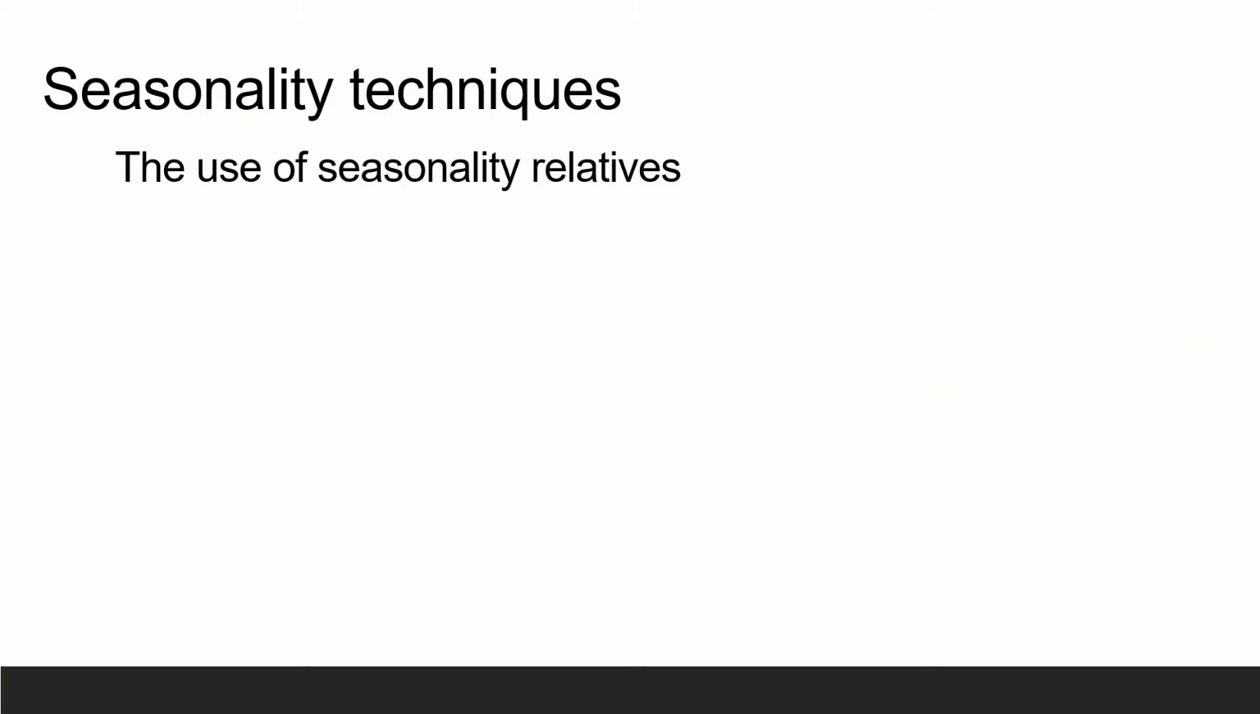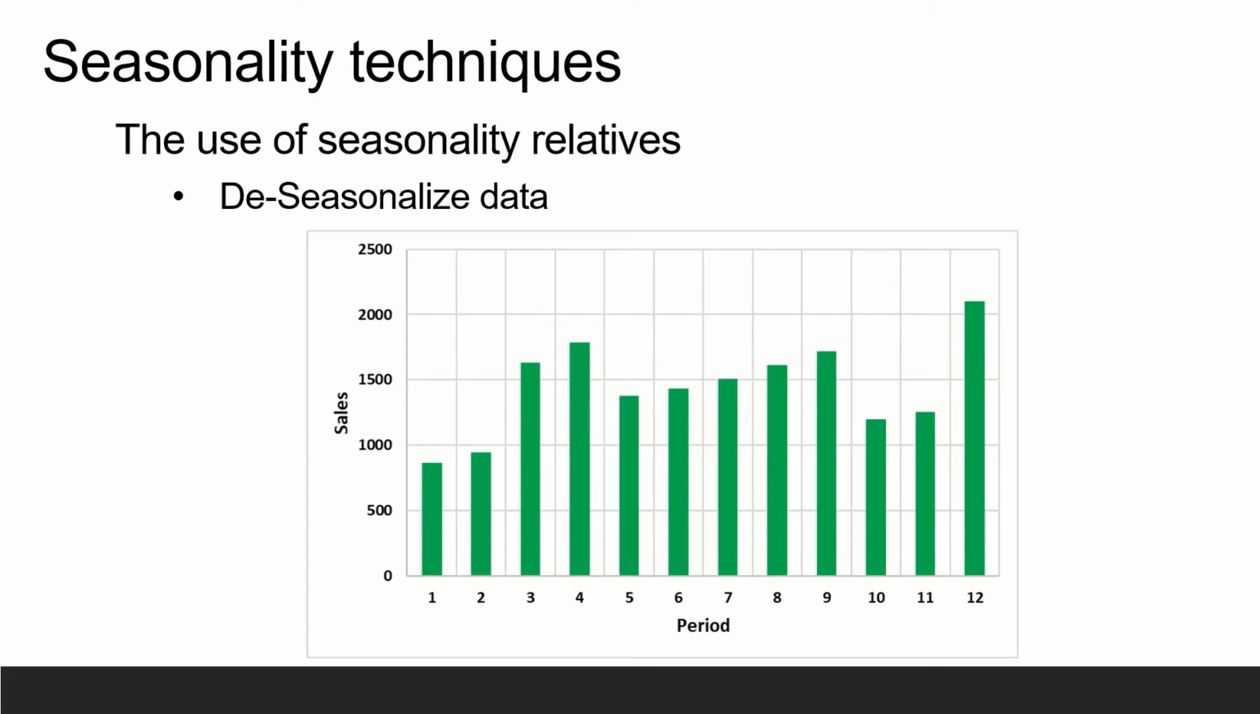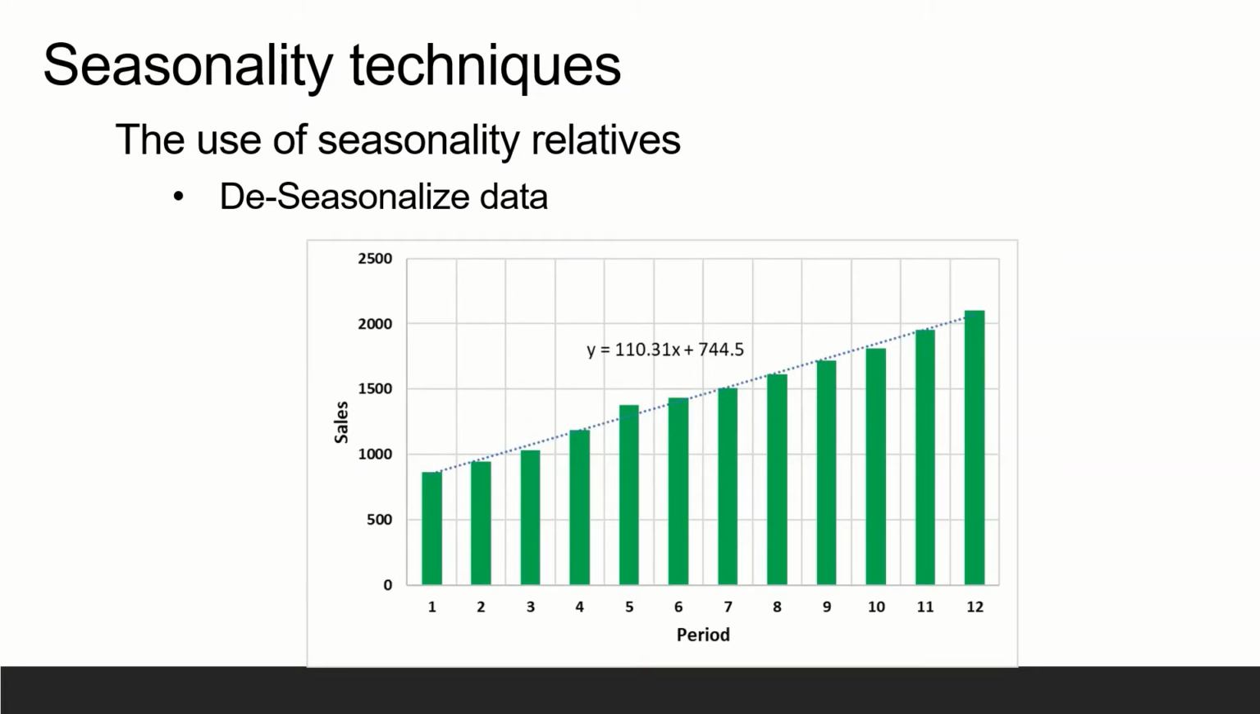Seasonal relatives are used in two different ways in forecasting. One way is to deseasonalize data, the other way is to incorporate seasonality in a forecast. Deseasonalizing data is to remove the seasonal component from the data in order to get a clearer picture of the non-seasonal components, for example, trend. Deseasonalizing data is accomplished by dividing each data point by its corresponding seasonal relative.